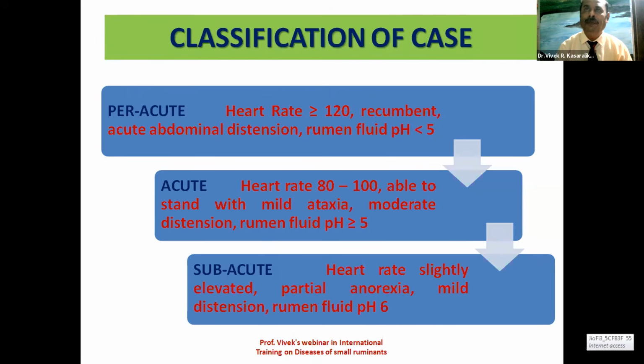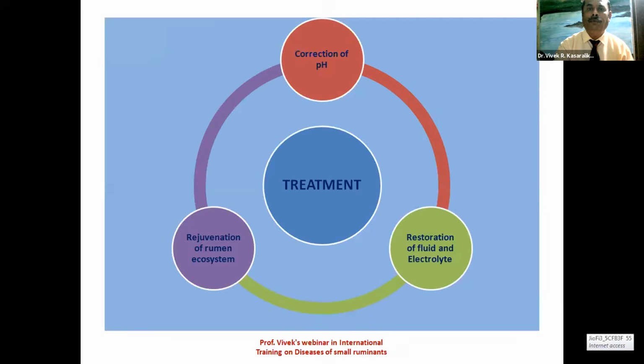What we say is 55, it may be about 65, 70, 75, something like that. Partial anorexia, the animal is not totally anorectic, whereas there is total anorexia in the acute and peracute forms. Partial anorexia is there, mild abdominal distension is there, and pH is almost about 6, but less than 6.5. So this will be helpful for you in the field to say whether the case is peracute, acute or subacute. Then we will go for the therapeutic approach.